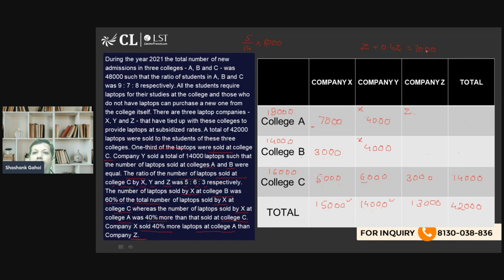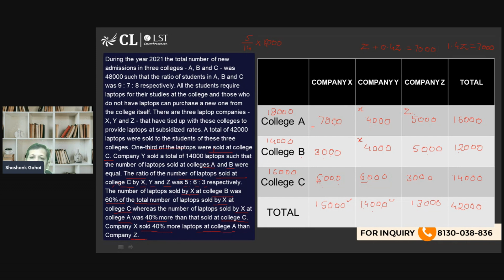Right. So from here, I'm going to get 1.4 Z equal to 7,000. So Z comes out to be 5,000. So this is 5,000. 5,000 plus 3,000 is 8,000. So this comes out to be 5,000. Now this is going to be 11, 16,000, and it is going to be 12,000. And this is what we got so far. We got our table filled.